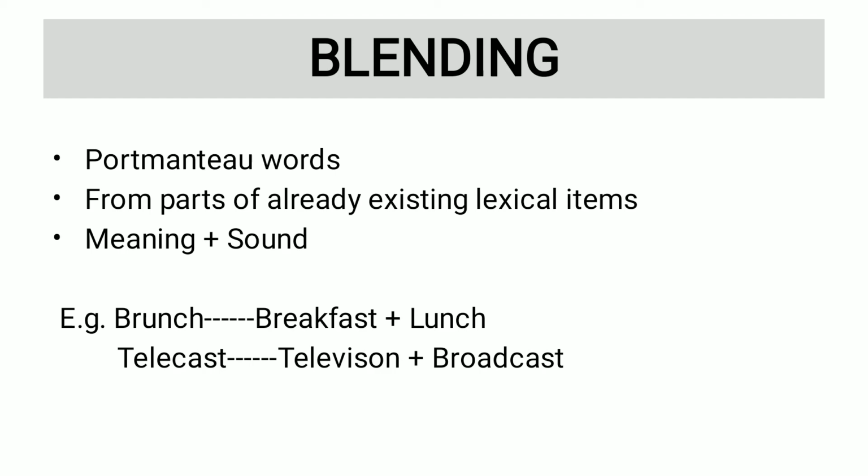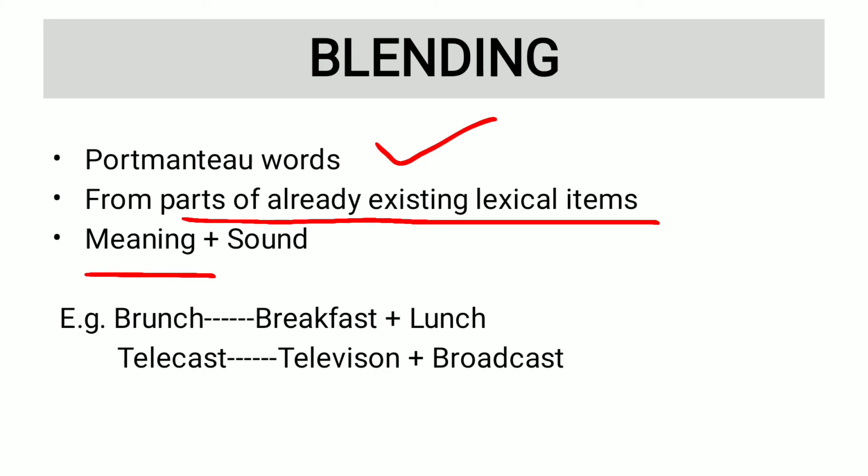The next word formation process is blending. The words formed in this process are also known as portmanteau words. Here the words are derived from parts of already existing lexical items. There is a combination of two things. The meaning of the words is combined as well as the sound of the words.